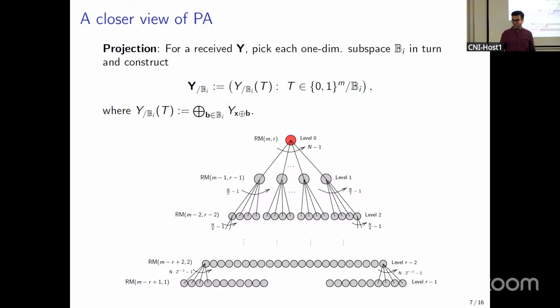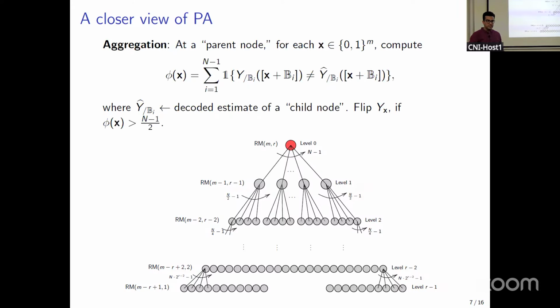Okay, so this is a huge tree. So now we know how to project. What do we mean by aggregation? The aggregation does something fairly specific. At any particular node, it compares the projected sequence at that node with the decoded estimate at that node. Suppose I have already decoded the leaf nodes. I already have decoded estimates there, and I'm going to compare them against the received sequence that was projected at that particular node.